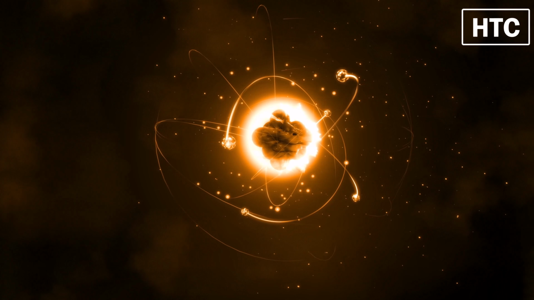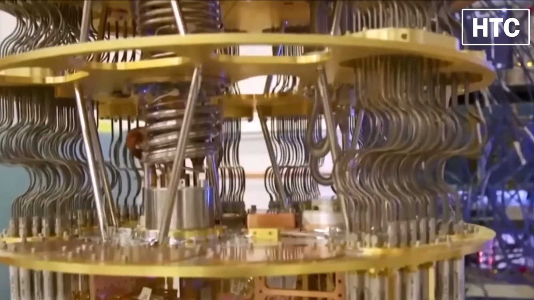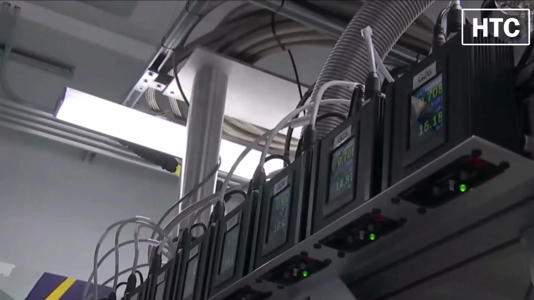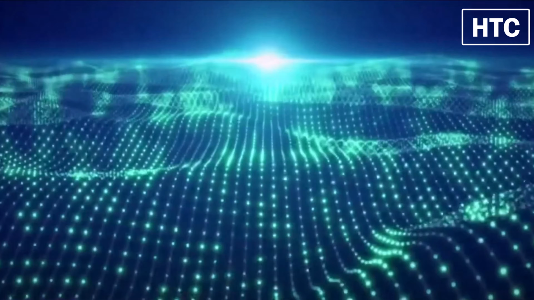As we push the boundaries of what's possible with classical computing, quantum computing offers a new frontier. Quantum computers use qubits, which, unlike classical bits that are either 0 or 1, can be in multiple states simultaneously due to quantum superposition. This allows quantum computers to process a vast number of possibilities at once.